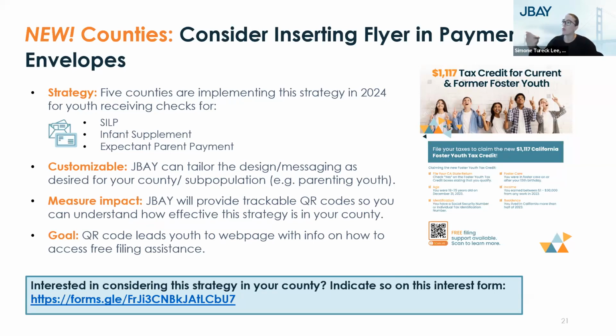And what's really cool about this is the little QR code on it. We have trackable QR codes. So for example, if you are Alameda County, which is always the example I use because I live in Alameda County, and you are sending this out, the QR code we have on that flyer is only for your county. So we can then tell you how many youth clicked on it, and when, to understand the impact of this strategy.